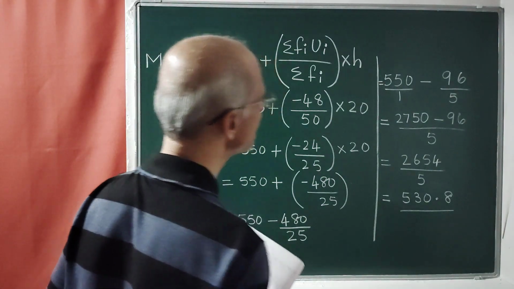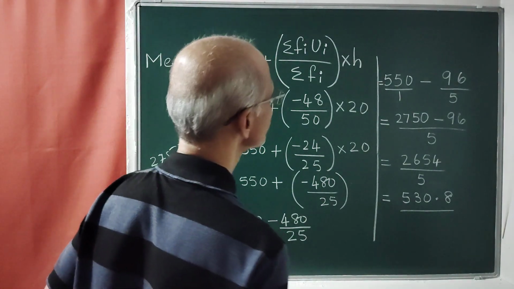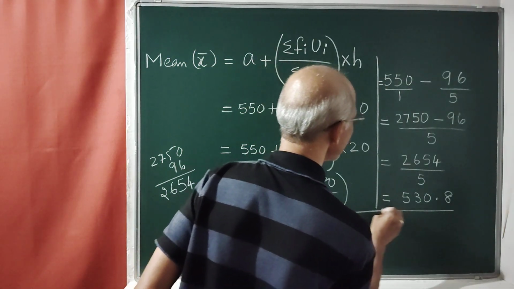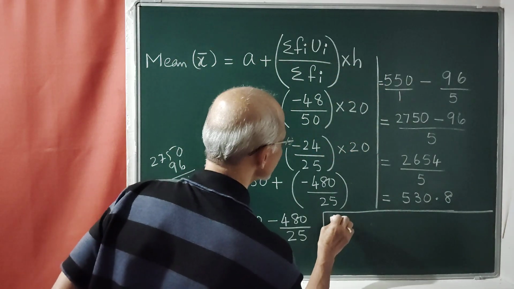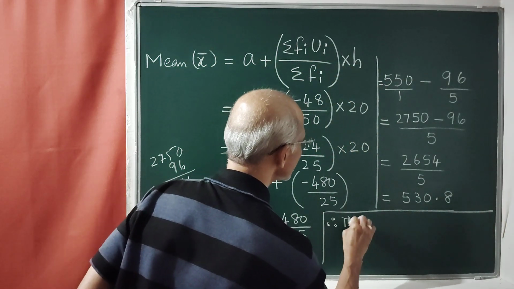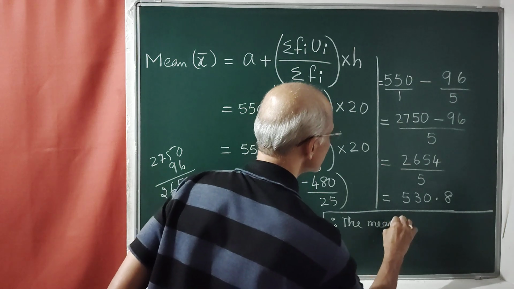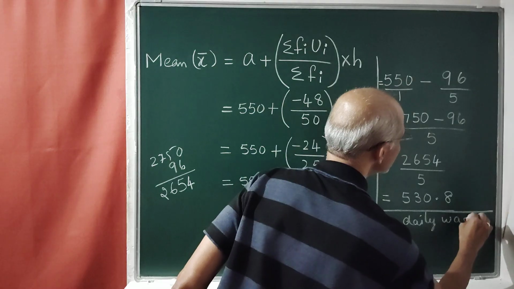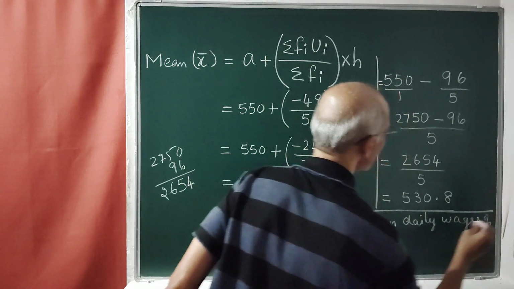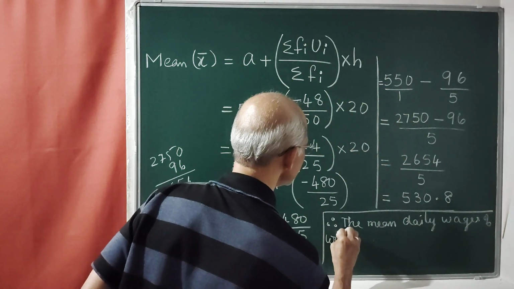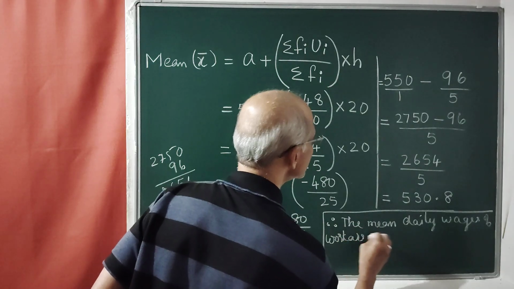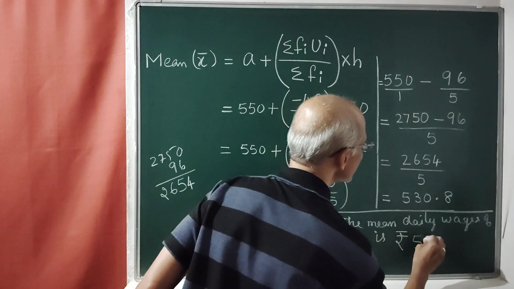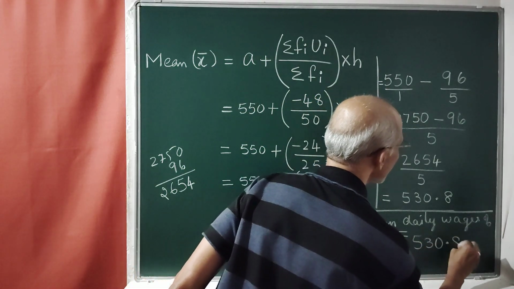So the mean daily wages of the workers are, therefore the mean daily wages of the workers is rupees 530.8.